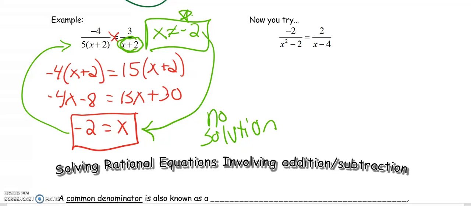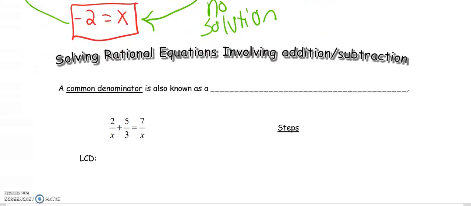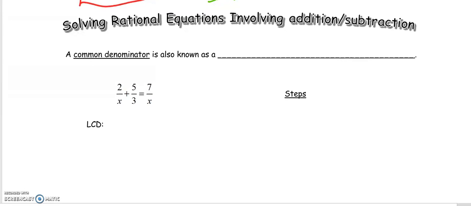So for the most part, when you have problems that are just two fractions with an equal sign in between, it's pretty straightforward, just cross multiplication. The tricky part comes in when there are a couple of fractions. So for this example, there's a total of 3 fractions. So we need to be thinking about what is our least common denominator, or as some of you know this as your LCM, least common multiple.